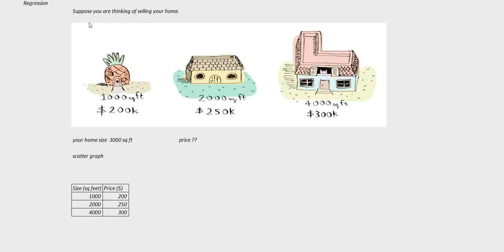what's the problem? Here you can see, suppose you are thinking of selling your house or your home. So here we have some historical data of house selling price with respect to the size of the house. Suppose just assume that your home size is 300 square feet. In that case, what will be the price that we actually want to identify with the help of regression.